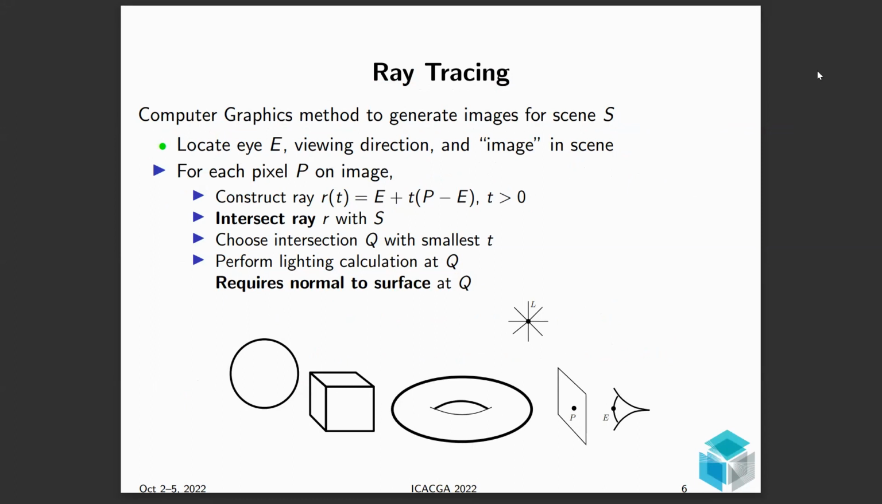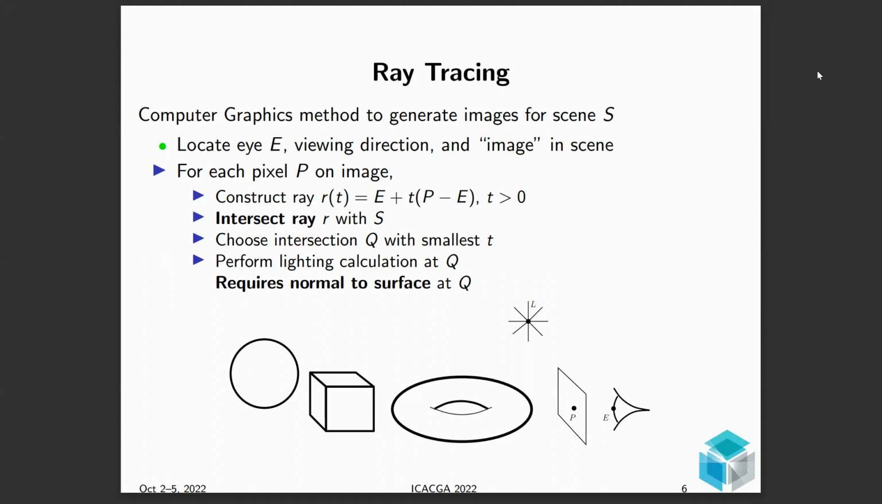Basically, it's a method in computer graphics to generate images for a scene. And all a scene is a bunch of objects positioned in your world. So down here, my scene is this sphere, this cube, and this torus, plus a light source.